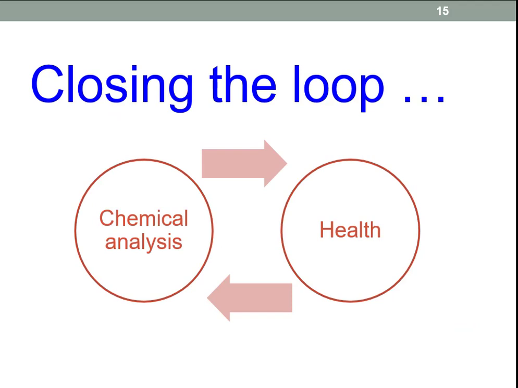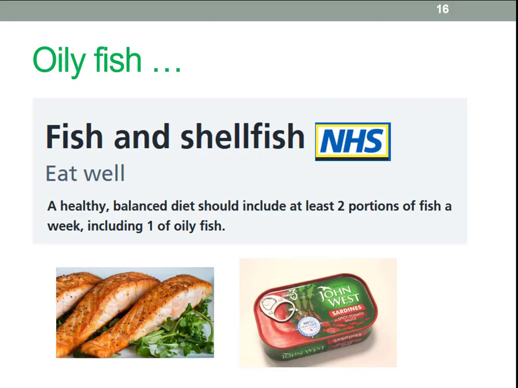Yeah, so closing the loop. This is obviously based on the food science and chemistry module, but it does have links directly through to health and nutrition, and this is a good example of how this works. Oily fish is a good thing. As this NHS resource states, a healthy balanced diet should include at least 2 portions of fish a week, including one of oily fish. Most of us aren't eating this much. A portion is around 140 grams.